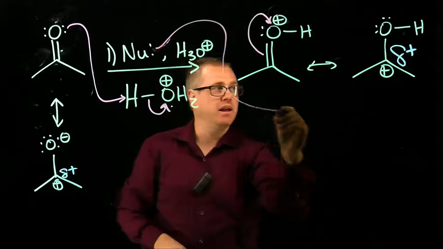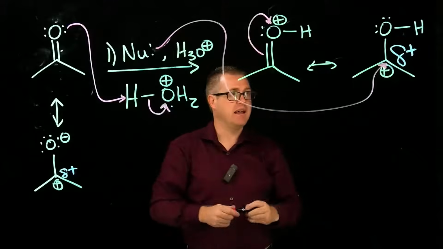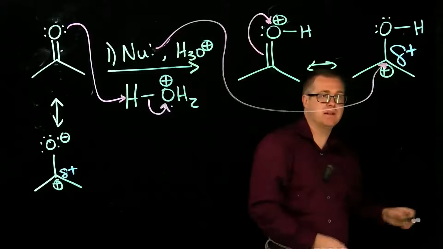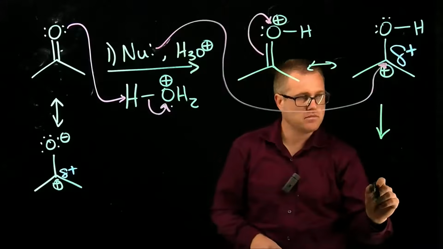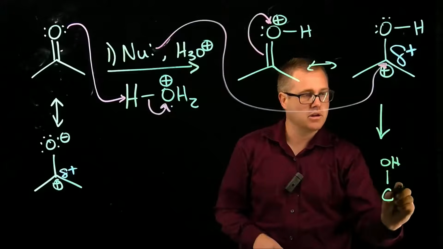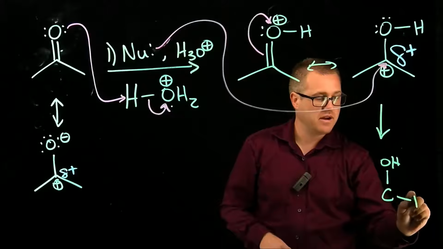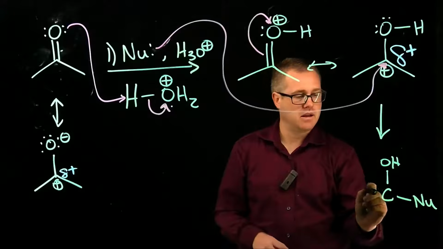And now that we have a species with more positive charge, our weak nucleophile will come in and attack like that, giving us our product. So we would have our carbon here, OH, and I'll put the nucleophile right here. Okay.